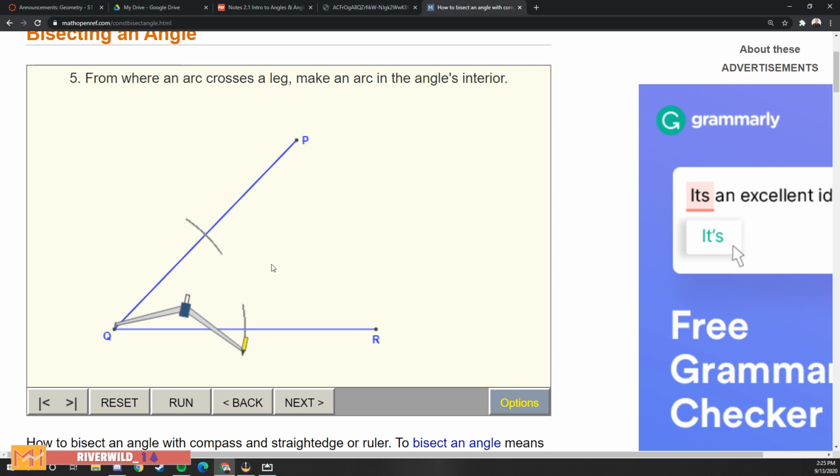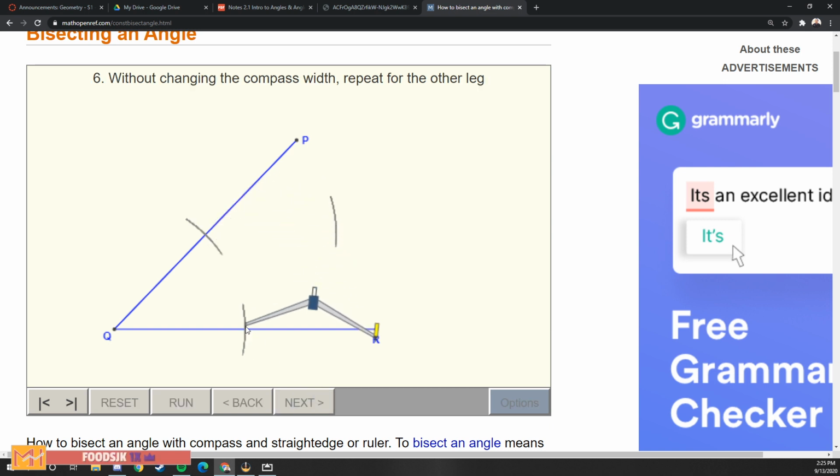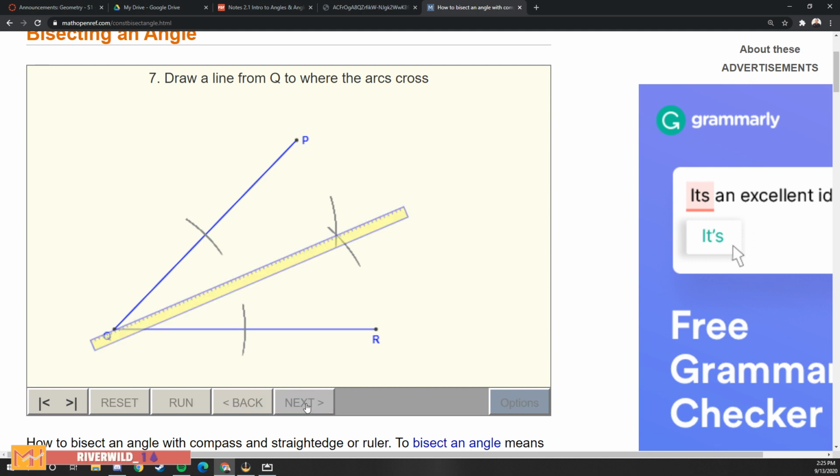From where an arc crosses a leg, make an arc in the angle's interior. So we're going to put the point of the compass right here and draw another arc out in the center, and then we're going to do the exact same thing from the other side. What happened is that by doing this construction, we just found a point that's exactly in the middle, and if we draw a line, all of a sudden we have an angle bisector.